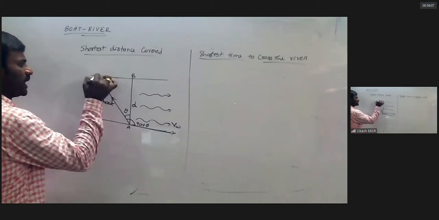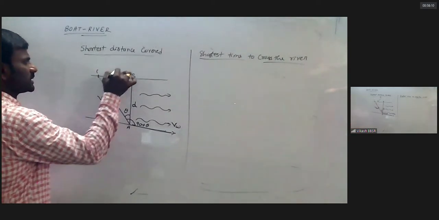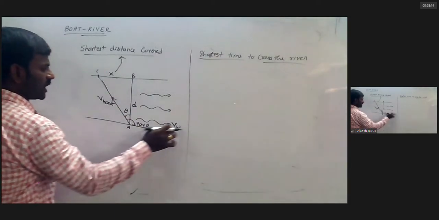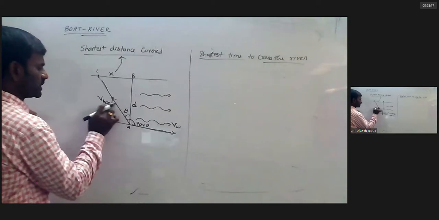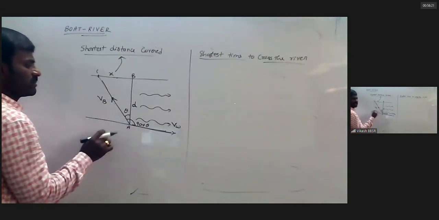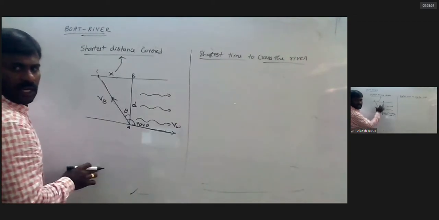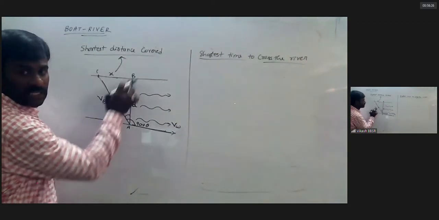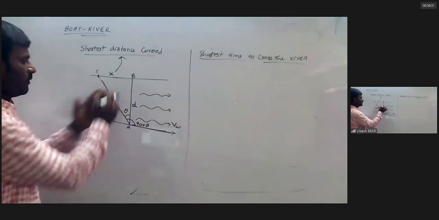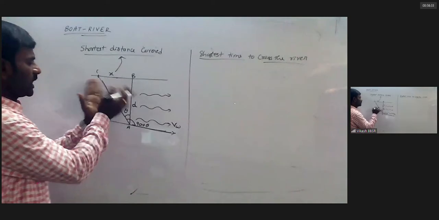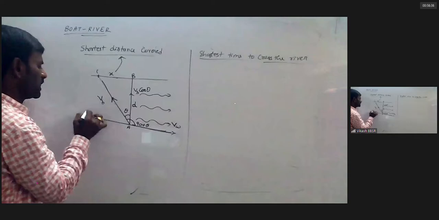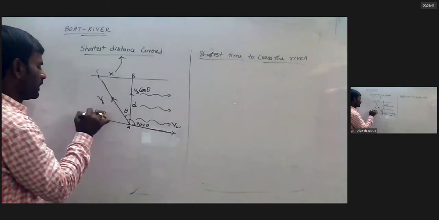This is X, the shortest distance. Tell me the components I can use. This is the actual flow of water. This is V boat, or V man, or V swimmer, anyone. He wants to reach the other point along this path. Now you tell me the components: VB cos theta and this one is VB sin theta.